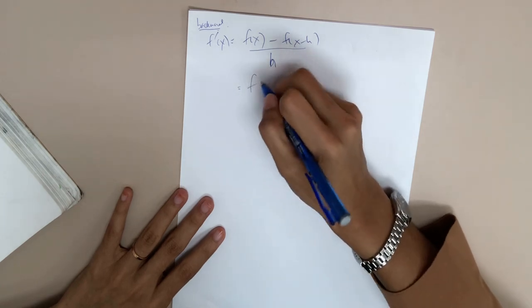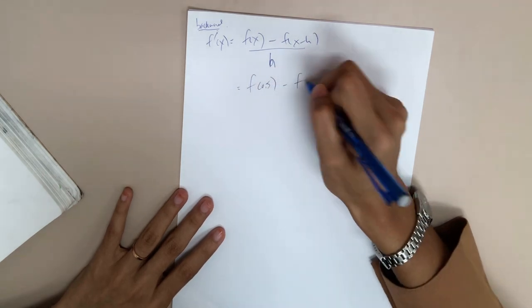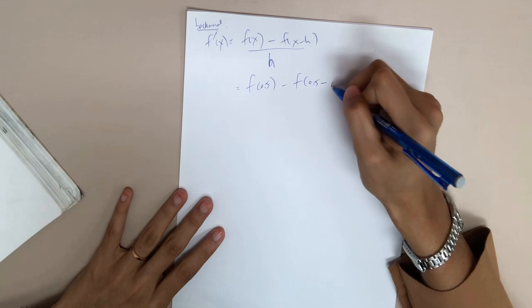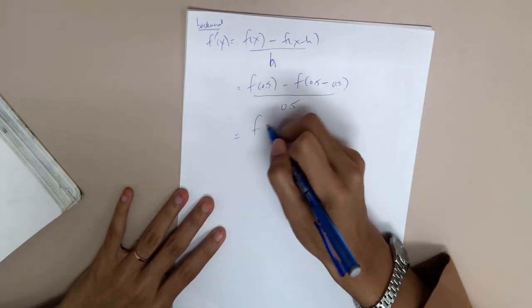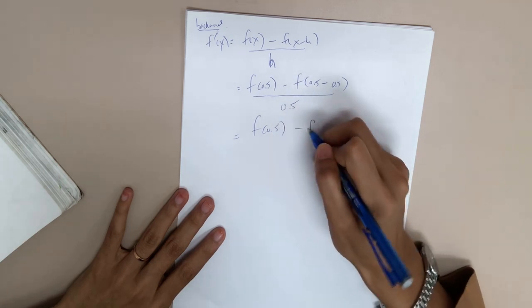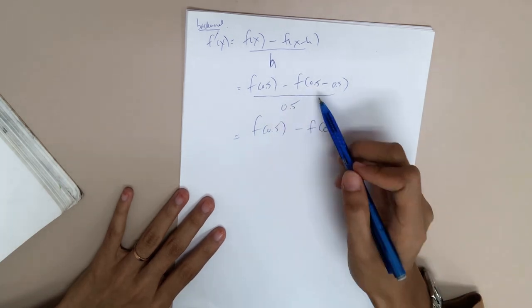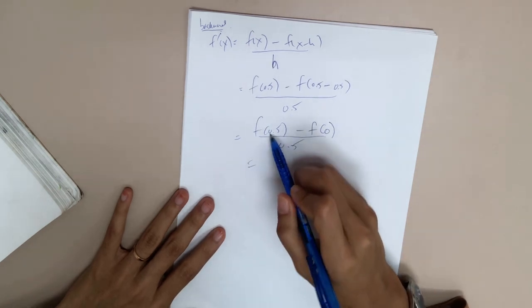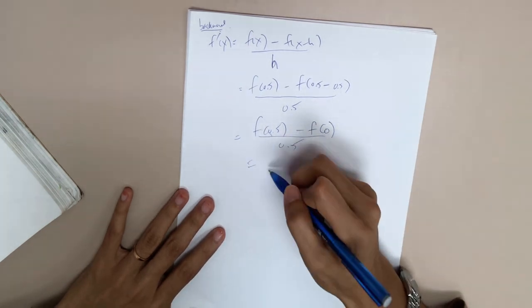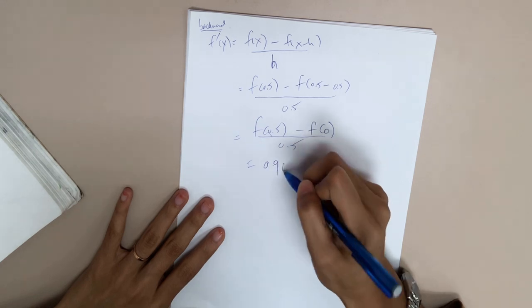So now your x is 0.5, your x 0.5 minus your h 0.5, and then your h is 0.5. Okay, so f 0.5 minus f0. Okay, 0.5 minus 0.0 over 0.5. Okay, so f 0.5 you already calculated just now, and the answer is 0.9688.